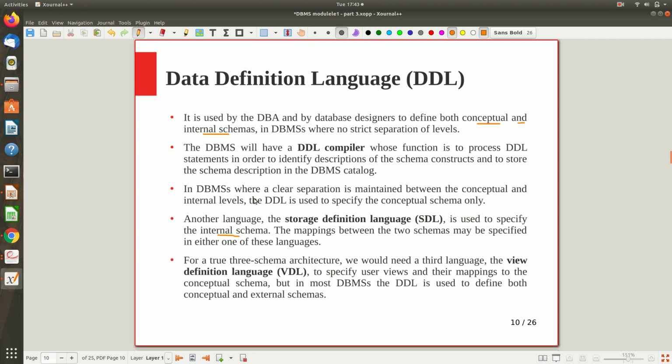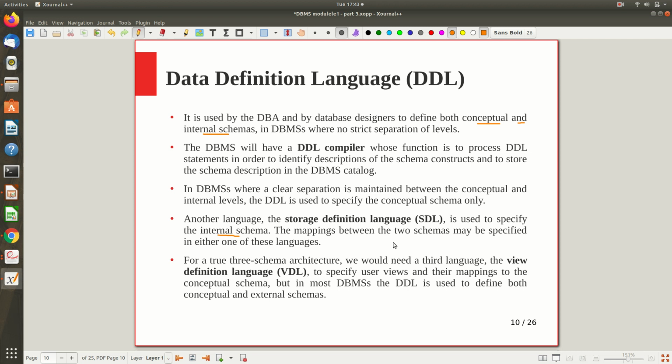In a database management system where a clear separation is maintained between the conceptual and internal levels, these levels being conceptual, internal and view, right? If there is a clear separation between them, the DDL is used to specify the conceptual schema only. So this is one way. If both the conceptual schema and the physical schema are completely separate, then you can use DDL for defining the conceptual schema, and another language called the storage definition language can be used for the internal schema. The mappings between these two can be specified in either of these languages.